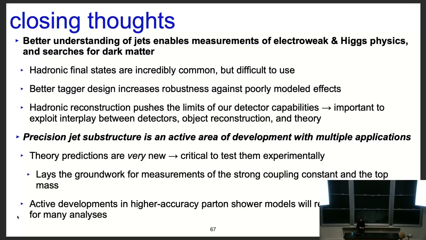I think the other thing I want to point out is, precision jet substructure is a relatively new area of development. Predictions for any type of substructure observable really have only become available in the last 5 to 7 years or so. And so this is really somewhere where we're still trying to understand all the limits, all the capabilities of these types of predictions. And so it's really important that we are testing these. And part of the reason for testing these is so that we can try to use them or similar measurements to test more fundamental properties of the standard model. So things like the strong coupling constant or the top mass or various other things that you might be able to do with similar predictions, but with slightly different applications.